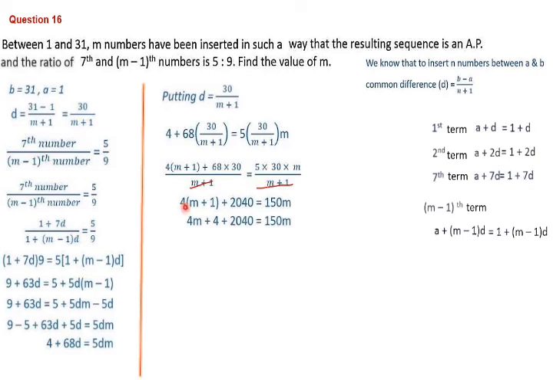Then remove the bracket: 4m plus 4 into 1 is 4, plus 2040 is equal to 150m. Bring the like terms to one side. So 2040 plus 4 is 2044 equal to 150m minus 4m, which is 146m. So m is equal to 2044 by 146, which gives us 14. Divide and check, okay, m is 14. We were asked to find the value of m, so m is equal to 14 we have got.